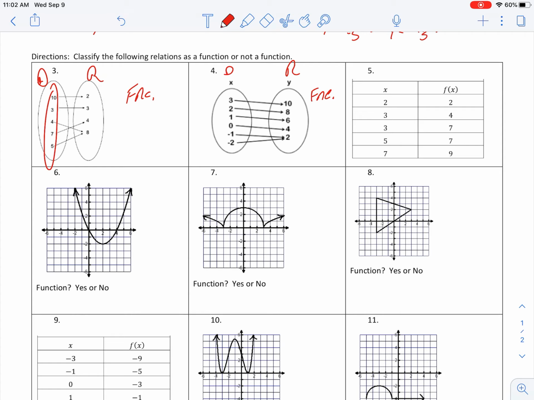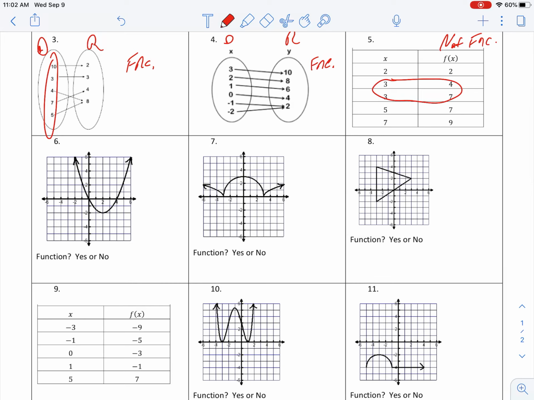Number 5 is the same idea. They just ran it in a different order. And what I notice right here is 3 and 3. The x is getting repeated, and most importantly, 3 is going to 4, and 3 is going to 7. So because 3 is going to both 4 and 7, that cannot happen. It cannot go to different y's.